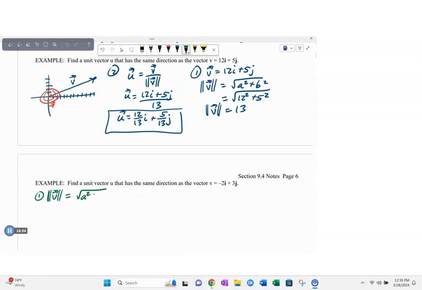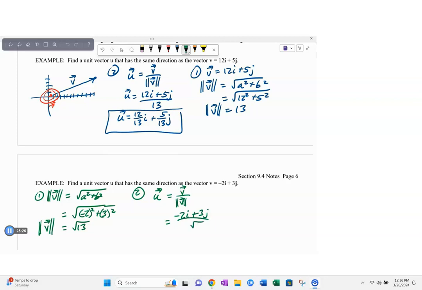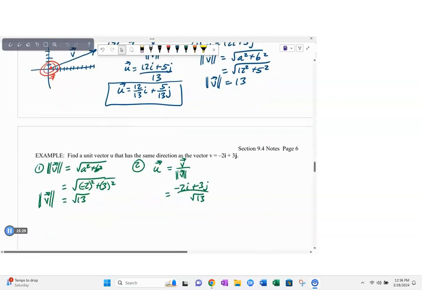Notice the a is negative 2, the b is 3. We got 4 plus 9. I got square root of 13. So 3 point something, right, is my magnitude or length of vector v. So in order to find the unit vector, which goes in the same direction, but it's not as long, I take the original vector and I divide it by its magnitude. Well, the original vector is negative 2i plus 3j, but I have to divide it by the square root of 13, the magnitude that we just found. And so the unit vector is negative 2 over root 13 i plus 3 over root 13 j.